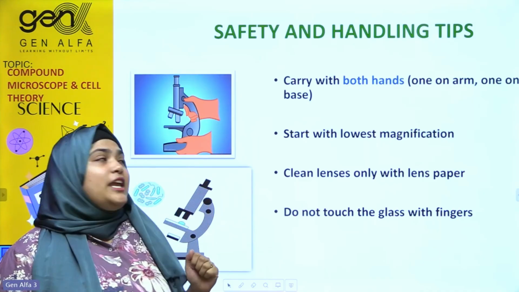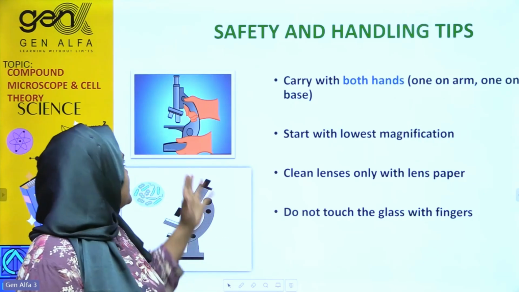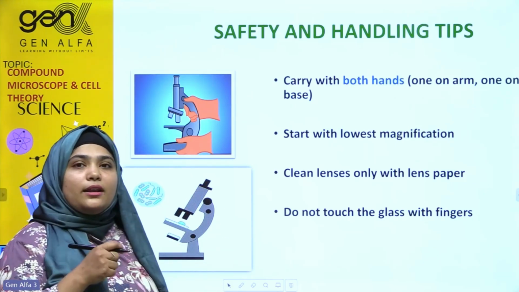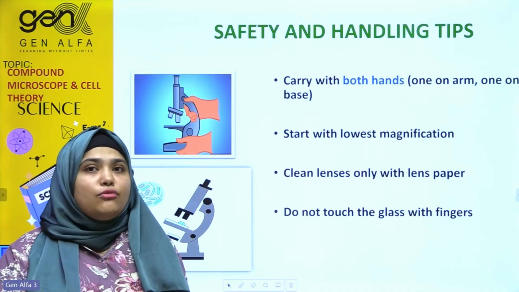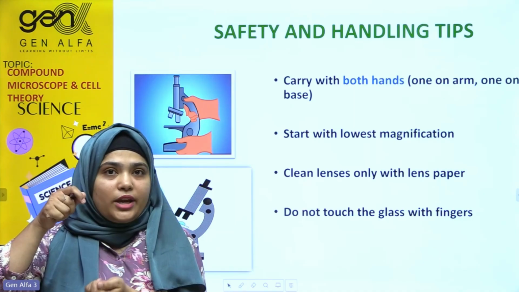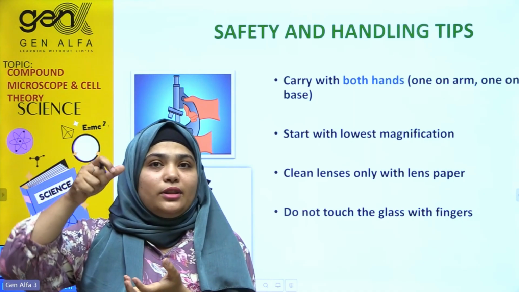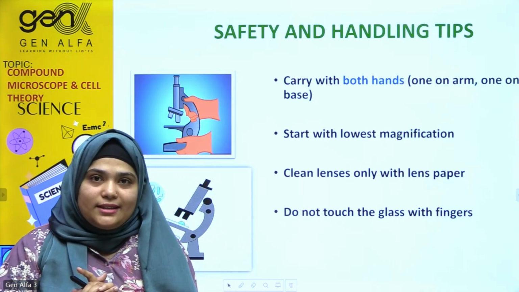First, carry it with both hands. One on the arm, one on the base, like here in this picture. Whenever you are taking the microscope from one place to another, you just have to hold it with both hands. One hand should be on the base and the second hand should be on the arm, just like you are carrying a small baby.